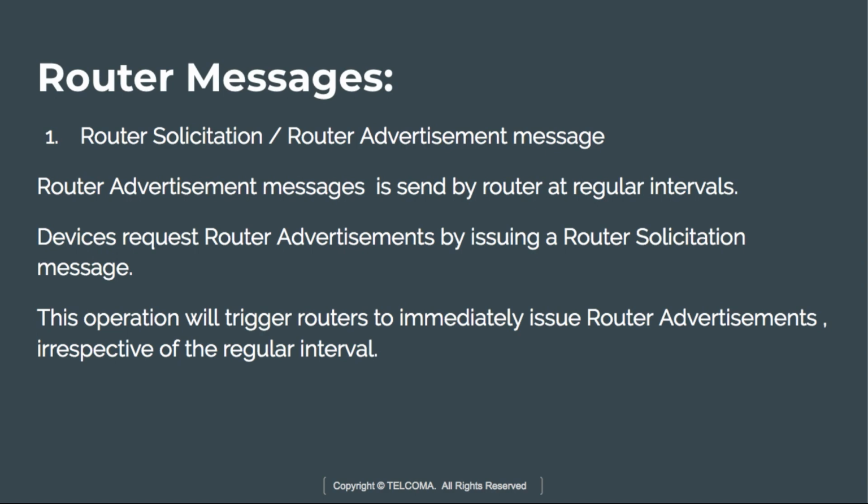The router solicitation messages are sent by devices to request a router advertisement. So the devices request the router advertisement by issuing a router solicitation message. After they issue this message, this operation triggers the router to immediately issue a router advertisement, irrespective of the regular interval. It means that as soon as it gets the request, that is the router solicitation message, it will immediately give the router information in the router advertisement message.